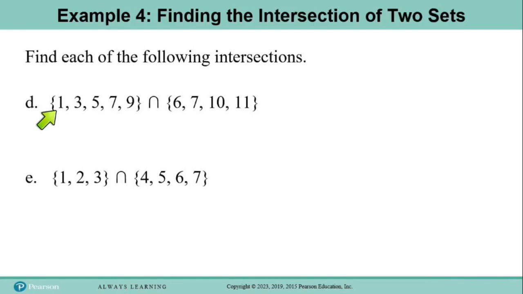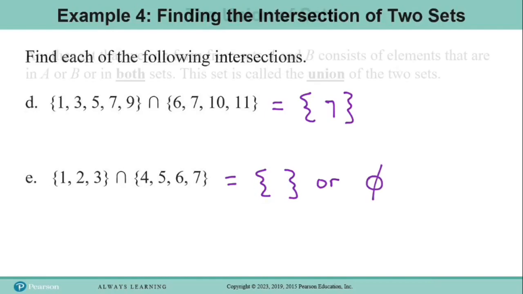So in part D, we have the set containing 1, 3, 5, 7, and 9 intersect the set containing 6, 7, 10, and 11. So the intersection would be the set containing the 7, and that's the only element that they share. In part E, we have the set containing 1, 2, and 3 intersected with the set containing 4, 5, 6, and 7. And again, these two sets do not share any elements, so the intersection would be the empty set, which you can write this way or with the empty set symbol.